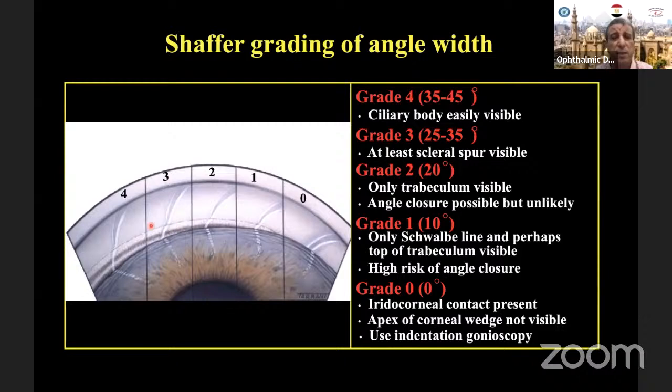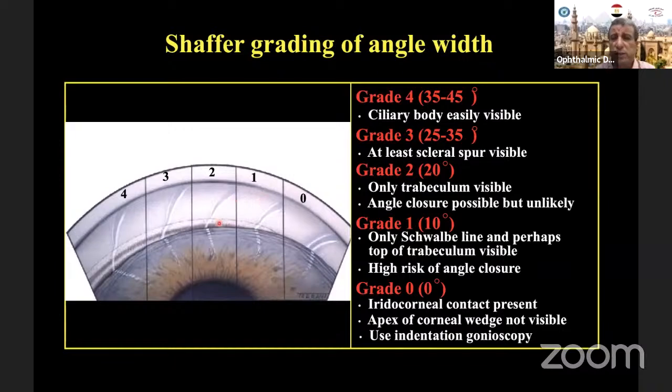Grade 4 angle width is close to 40 degrees, between 35 and 45 degrees. Grade 3, you see only three structures, the three most anterior structures, which are the Schwalbe's line, the trabecular meshwork, and the scleral spur. And the angle width here is between 25 and 35 degrees.